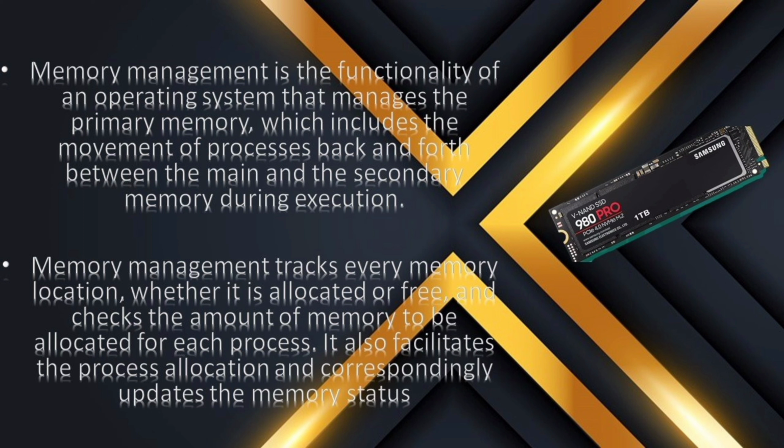Alright, memory management is the functionality of an operating system that manages the primary memory, which includes the movement of processes back and forth between the main and the secondary memory during execution. Memory management tracks every memory location, whether it is allocated or free, and checks the amount of memory to be allocated for each process. It also facilitates that process allocation and correspondingly updates the memory status.